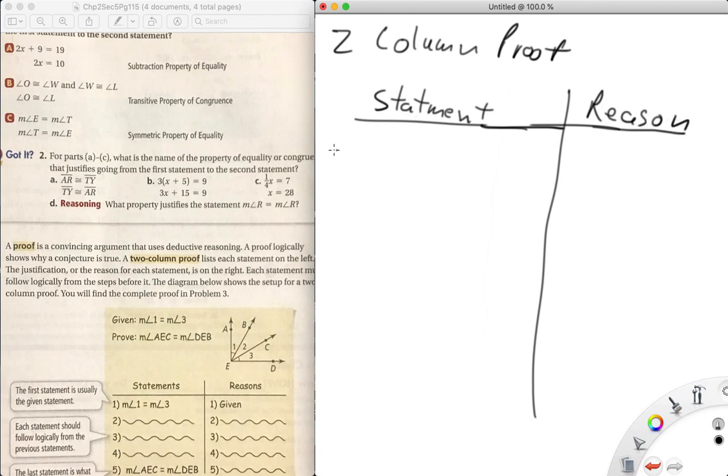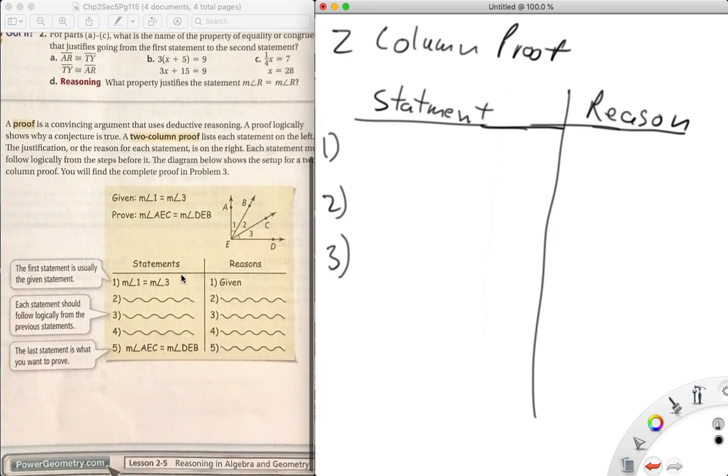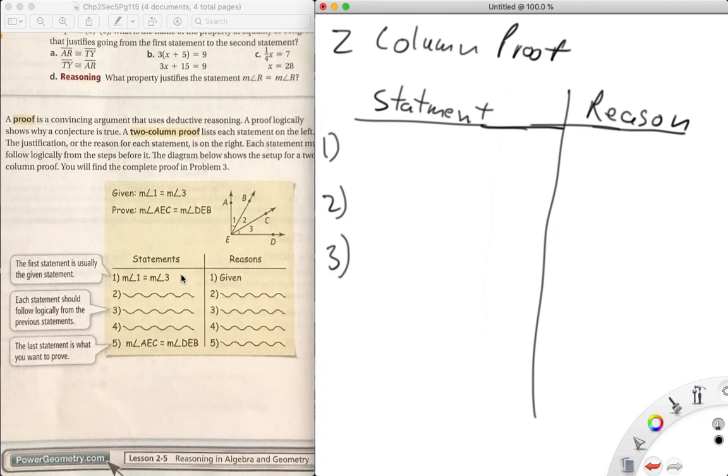We're going to number these. The number of steps in order to prove our proof can vary. Our last line is always going to be what they want us to prove. Our first line is usually what they ask us to give, or what they've given to us. So our first line is usually given to us, and our last line is what they want us to prove. So, shall we?